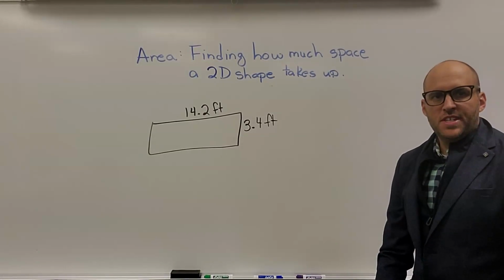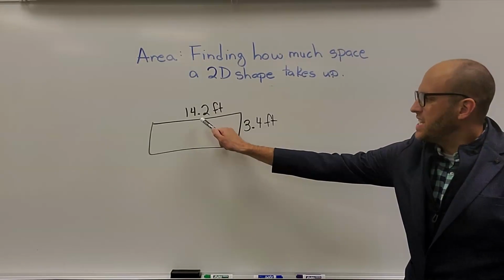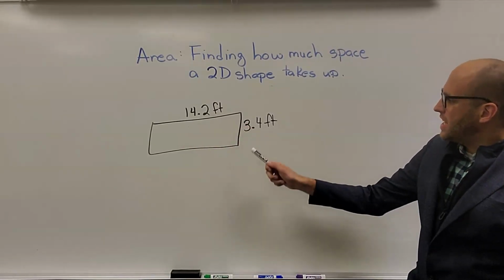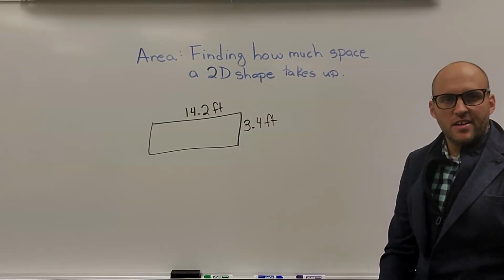As I just previously mentioned, friends, now we have some decimals in this problem. We have 14 and 2/10 feet for one side and 3 and 4/10 feet for the other side. Find the area of this rectangle.